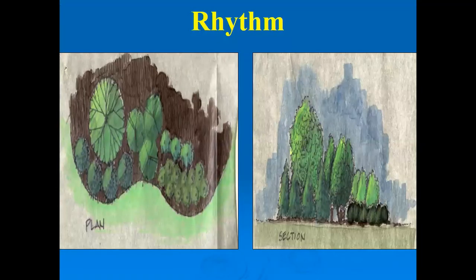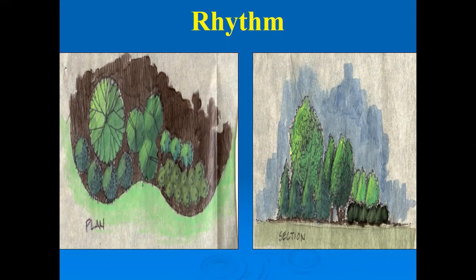Rhythm in the landscape creates a sense of movement and has a lot to do with how plants or landscape elements are arranged. Sequence is a term often used along with rhythm. A landscape with sequence has one element changing at a time rather than several changing at once. These drawings illustrate a plan view drawing and an elevation drawing of plants that move from smaller plants on the right to the larger plants on the left. It creates a sense of rhythm.